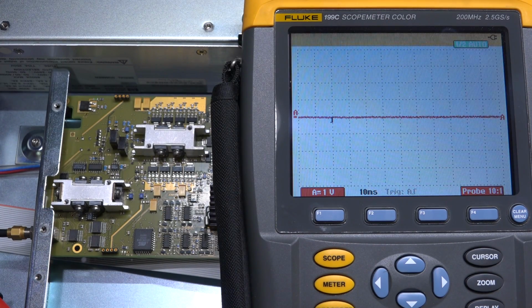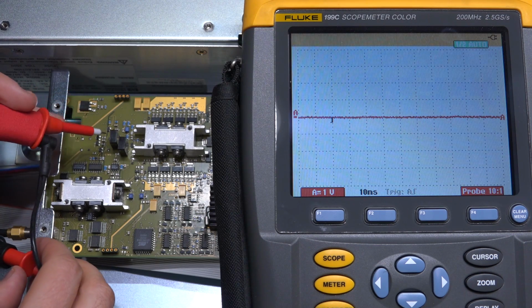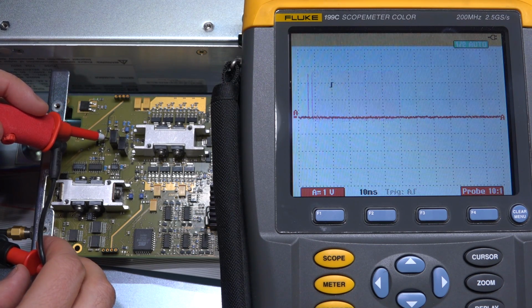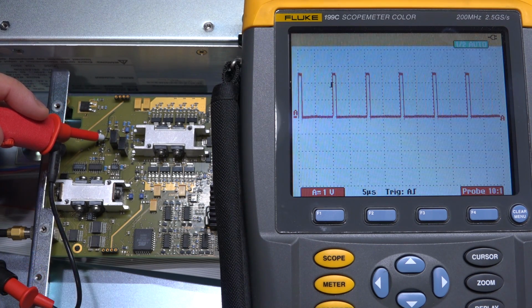So I have actually enabled the output, and I'm using a Fluke here to measure the waveform because it's a lot easier to record it. So let's go ahead and take a look at the input of this relay. And if I plug over here, which is the input into the relay, check it out. The waveform is actually there.